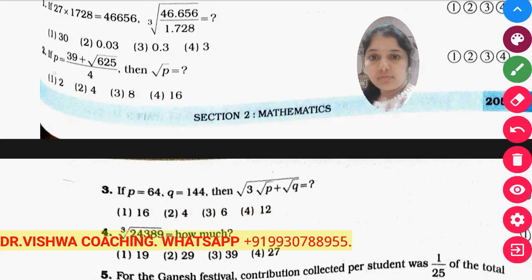Now again here the same one. P is equal to 39 plus 625, which is the square of 25. So 25 will come outside the square root. Then add 25 and 39, divide it by 4. You will get the answer, but you have to take the square root of that answer.